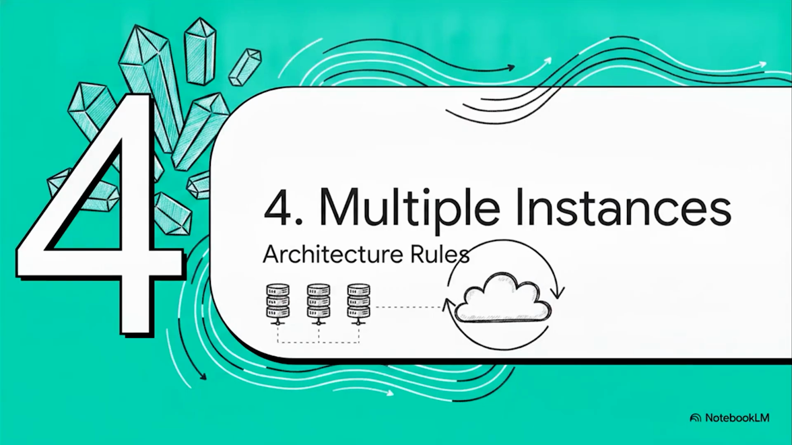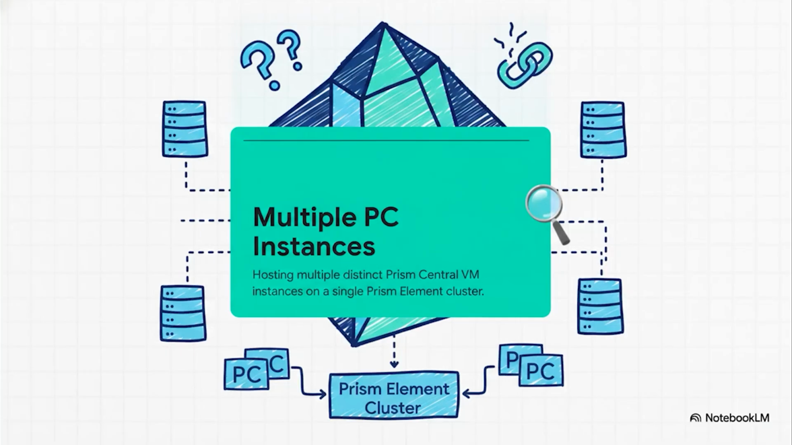Let's shift gears now to Section 4. Multiple PC instances, and how that architecture actually works. So a single Prism Element cluster actually has plenty of underlying compute and storage muscle to act as the host for multiple, totally distinct Prism Central VMs. You can spin up several of them on just one physical cluster. But there is a huge catch when it comes to how those instances are actually managed.